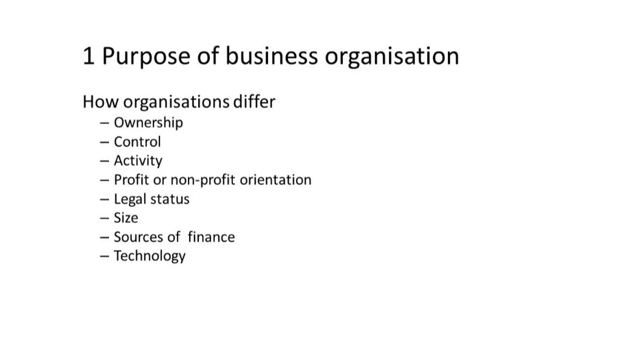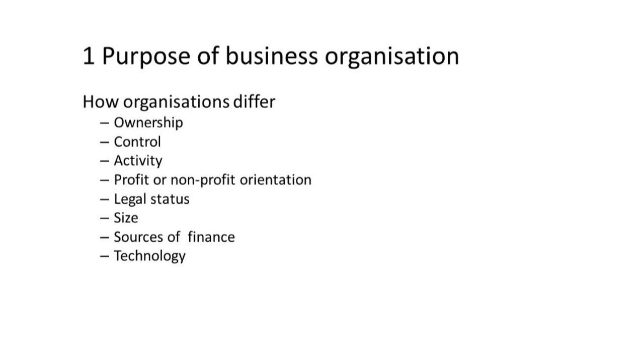C. Activity. What organizations actually do can vary enormously. They could be manufacturing organizations, for example, or they could be a healthcare service. D. Profit or non-profit orientation. Some businesses exist to make a profit. Others, for example the Army, are not profit-orientated. E. Legal status. Organizations may be limited companies or partnerships. F. Size. The business may be a small family business or a multinational corporation.